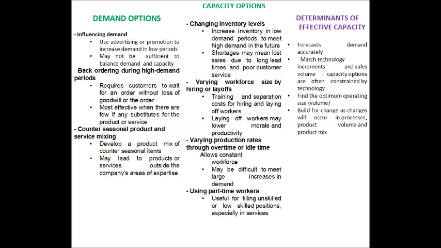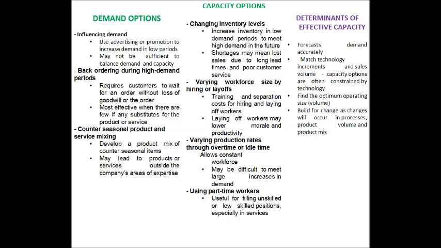Demand option. The first demand option is influencing demand. Use advertising or promotion to increase demand in low periods. Second is back ordering during high demand period. It requires the customer to wait for an order without loss of goodwill or the order. The third one is counter-seasonal product and service mixing. Develop a product mix of counter-seasonal items.